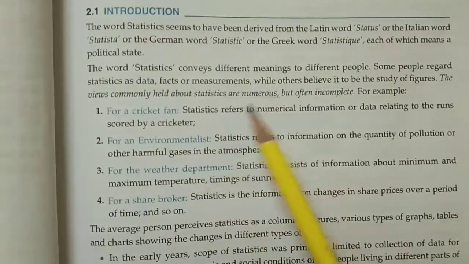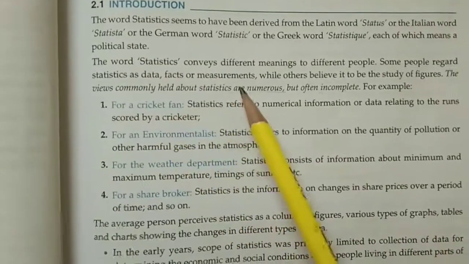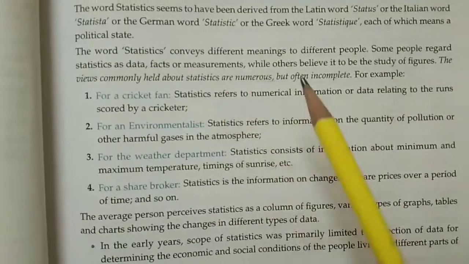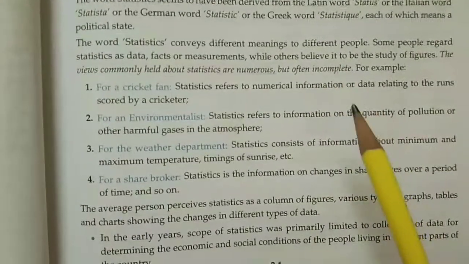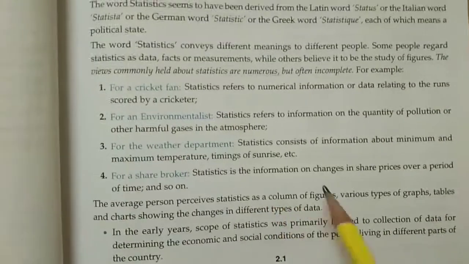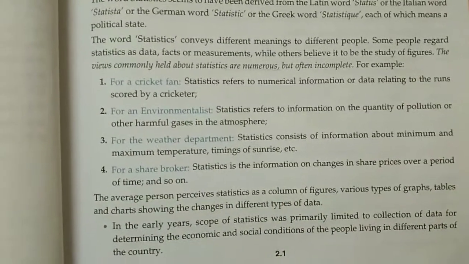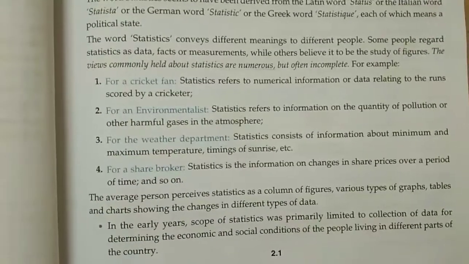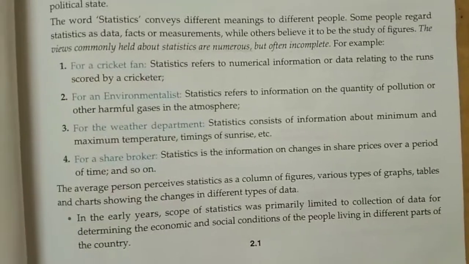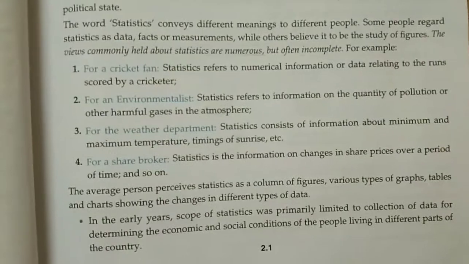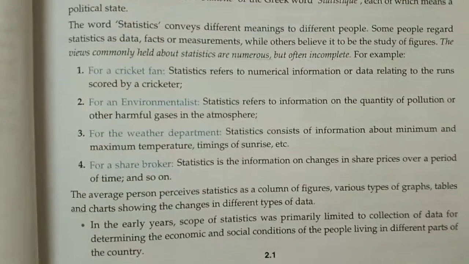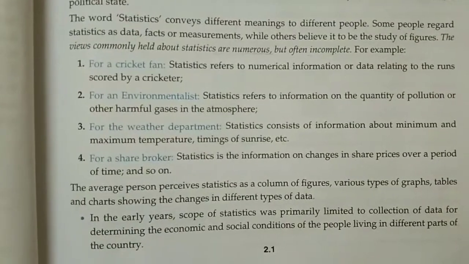So as seen here, the views commonly held about statistics are numerous. That means there are numerous views. Numerous means many views, but often incomplete. So let us see. The average person perceives statistics as a column of figures, various types of graphs, tables and charts showing the changes in different types of data. So basically statistics is viewed as a graph, table and chart. That means the data are presented in the form of graphs, tables and charts.